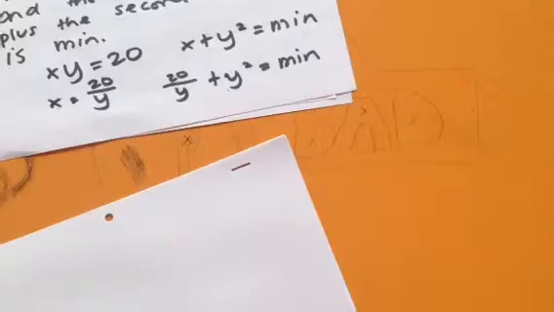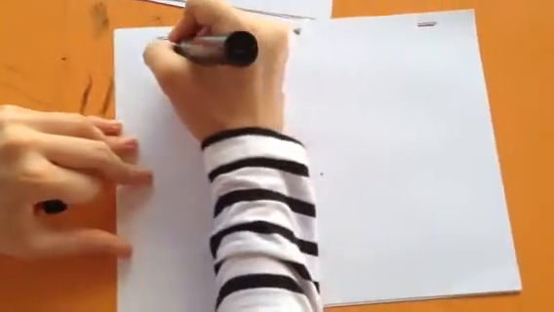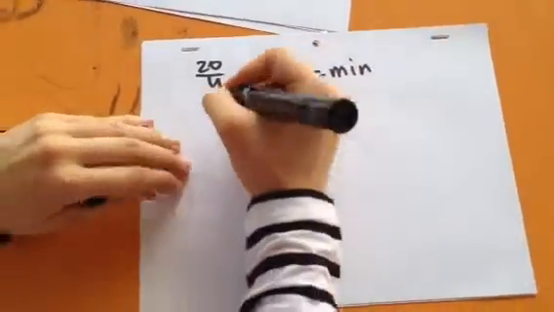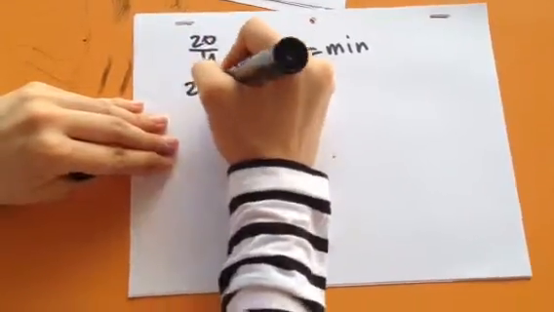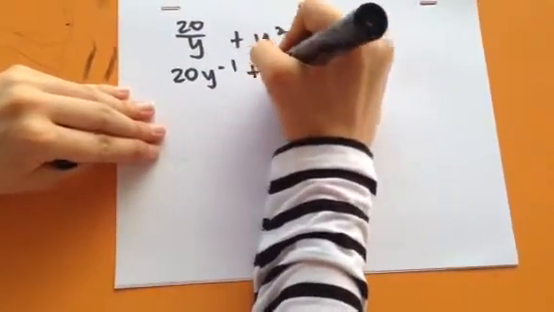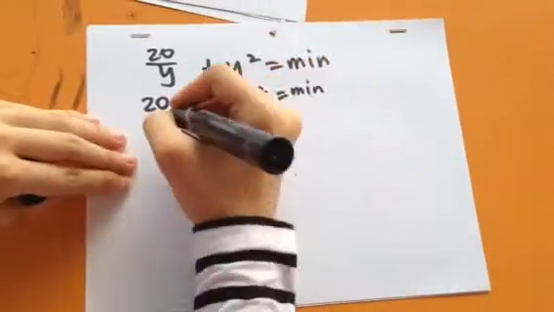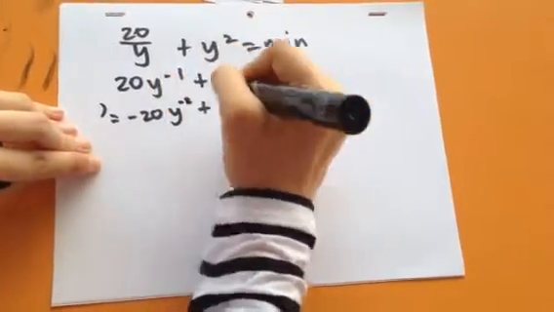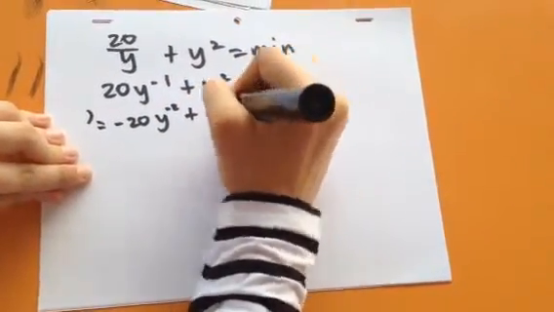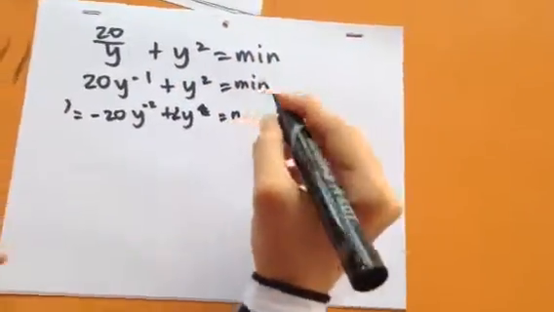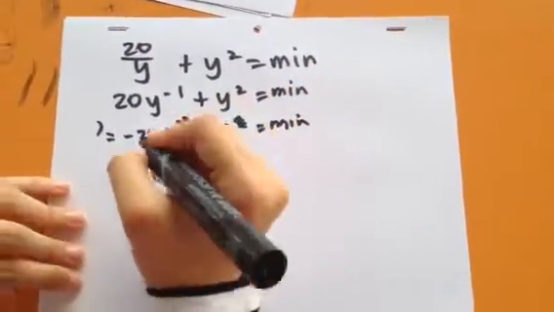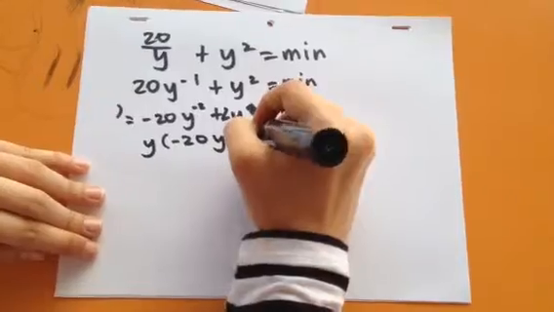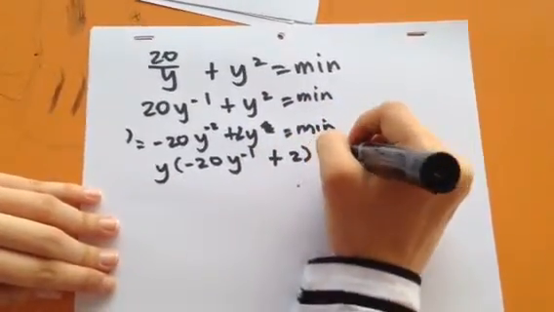Now we just solve for this. So 20 divided by y plus y squared equals min. So that's equal to 20 y to the negative 1 plus y squared equals min. The derivative of this is negative 20 y to the negative 2 plus 2y equals min. Simplify this to find that negative 20 times y to the negative 1 plus 2 equals min.